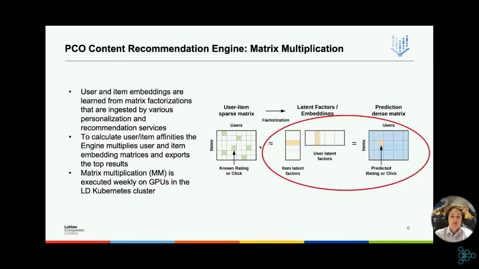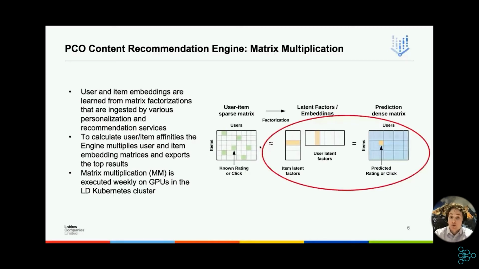In this pipeline, we use matrix multiplication to multiply user and item embeddings. To back up a bit, we have a sparse matrix of user and item mappings based on a user's purchase history for different items. And we use a technique called Bayesian personalized ranking, or BPR, to factorize these sparse matrices into embeddings, which we see here: item embeddings and user embeddings.